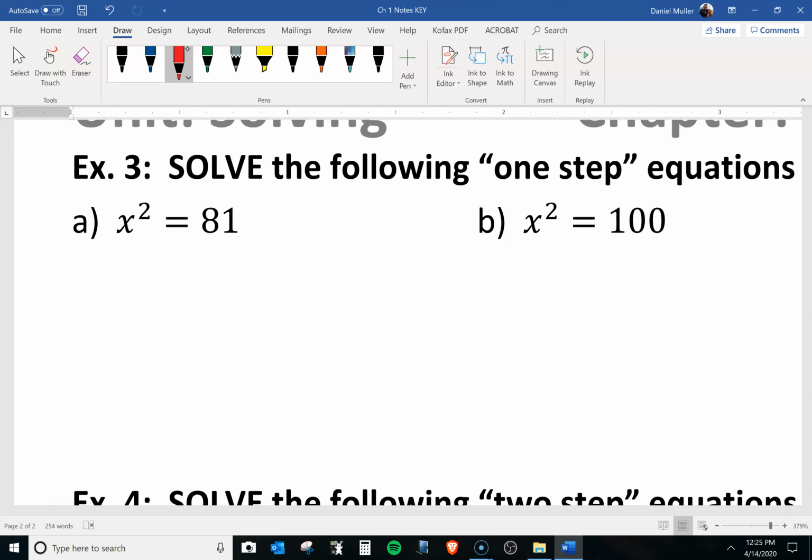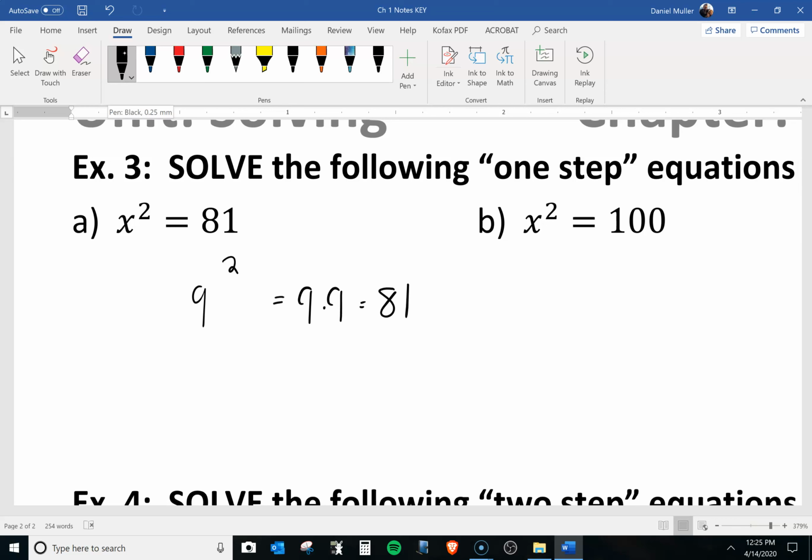And what you need to know is think of a number, like we can just do this in our heads. What number squared would get you 81? Well, 9 squared. Now if I had 9 squared, I would get 9 times 9, which is 81. Right? So 9 squared means 9 times 9, and 9 times 9 is 81.